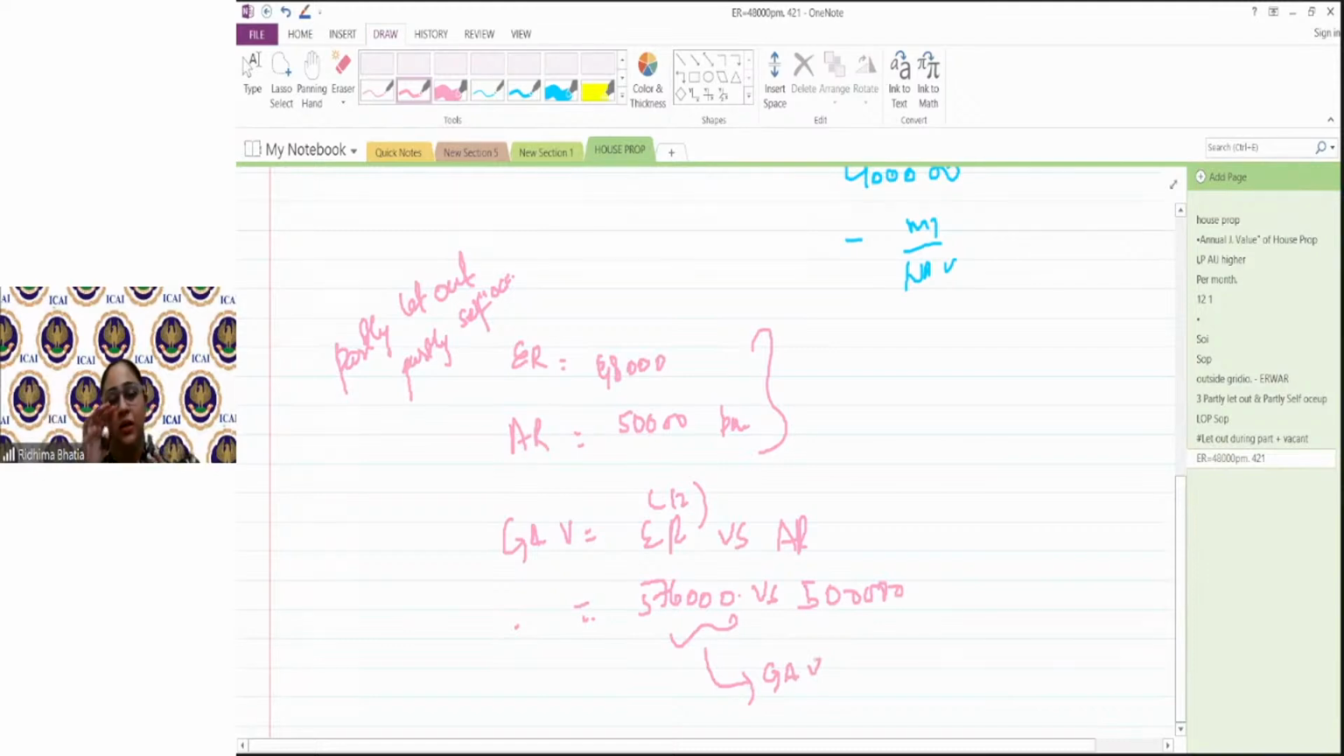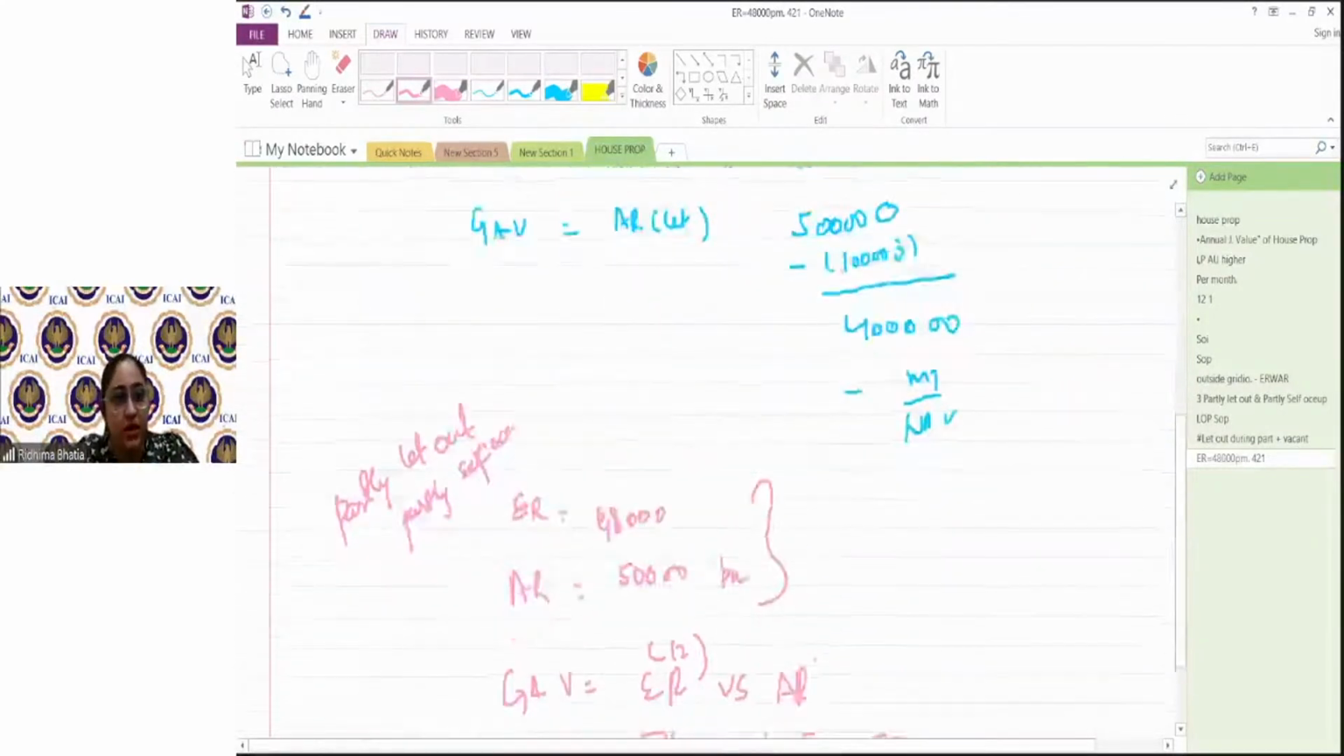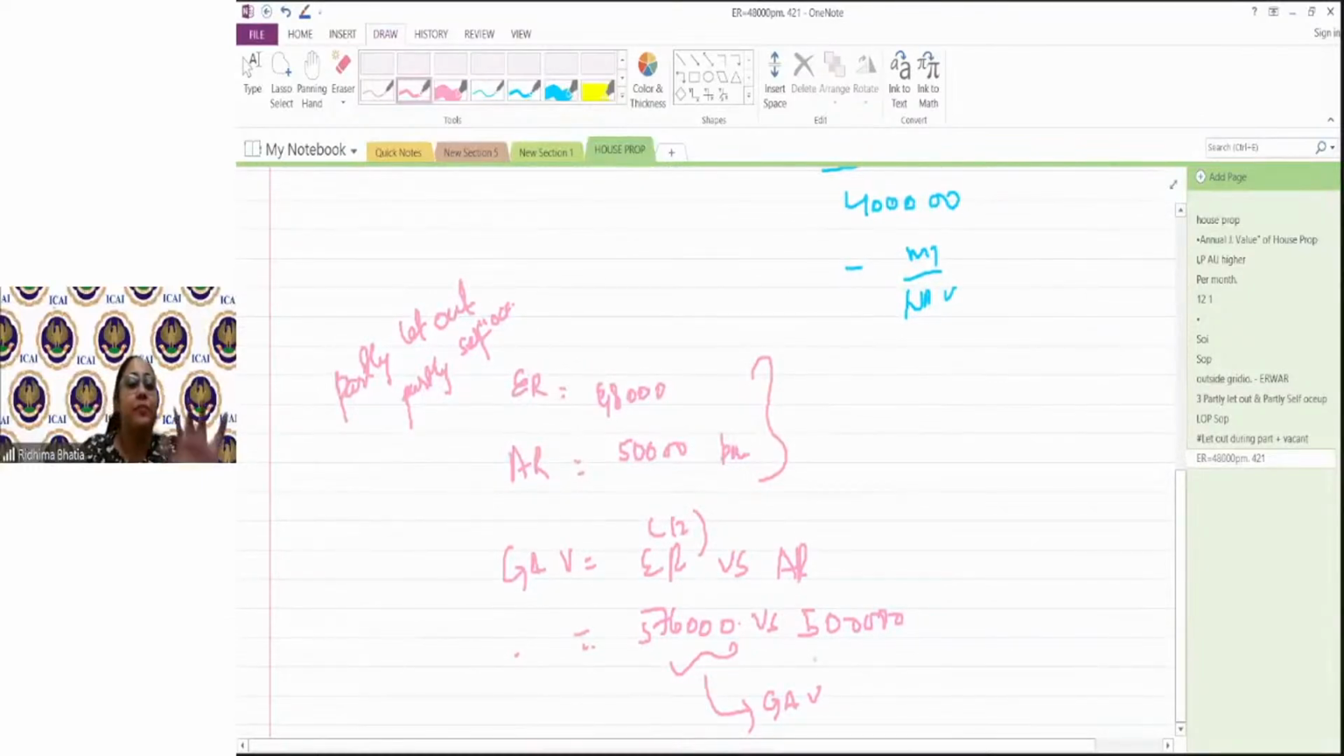There is no need for the if scenario, whether the actual rent would have been for the entire year, what would have been the GAV. That scenario applies when we're talking about vacancy. But when we're talking about partly let out and partly self-occupancy, you don't have to go into other pictures. You just have to compare directly. 576 will be my GAV.